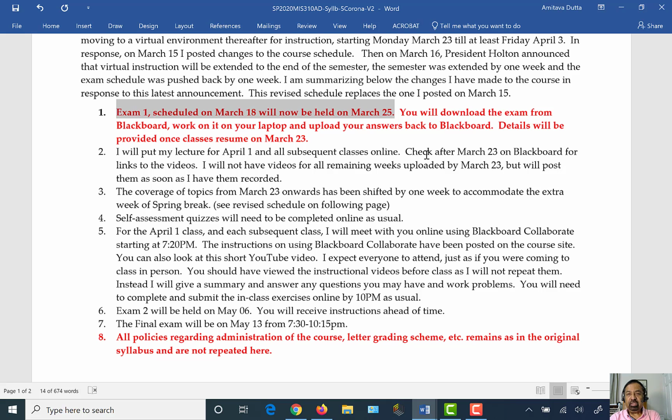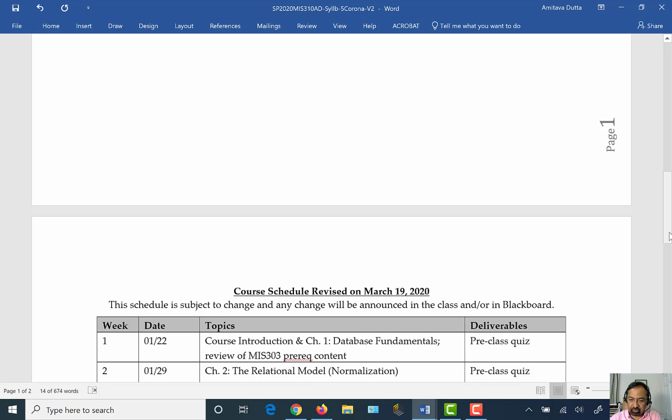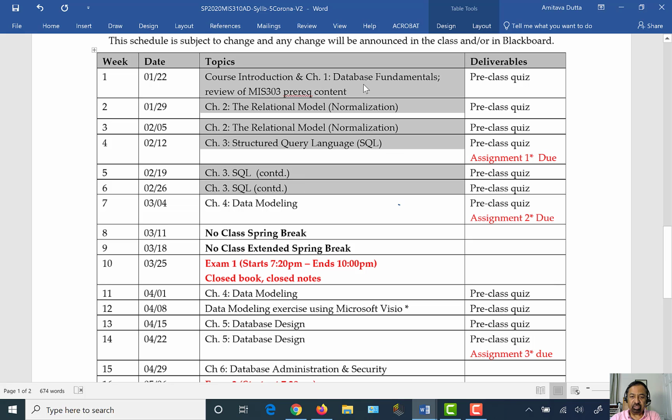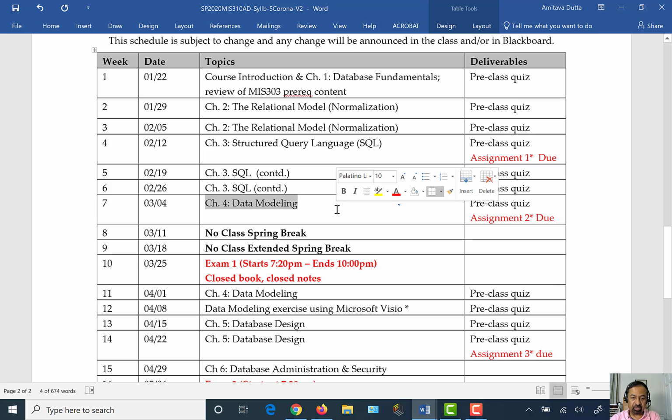For the remaining classes, from April 1st to April 22nd, let me show you the revised syllabus. If you look on the screen, we have finished relational theory, normalization, and SQL, these 3 classes. These 3 topics are the topics that you'll be responsible for on exam 1. We had just started data modeling prior to the break, but data modeling is not included for your first exam. I mentioned all these in class. This is nothing new.